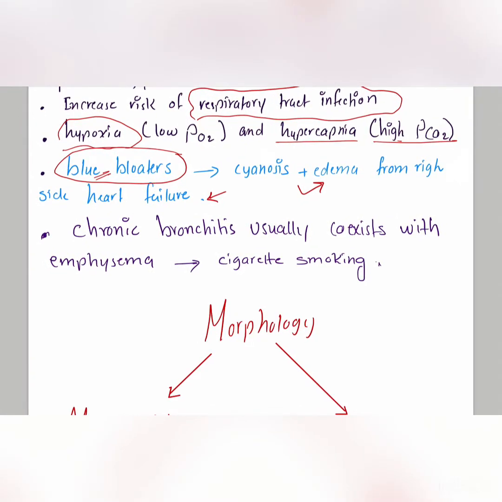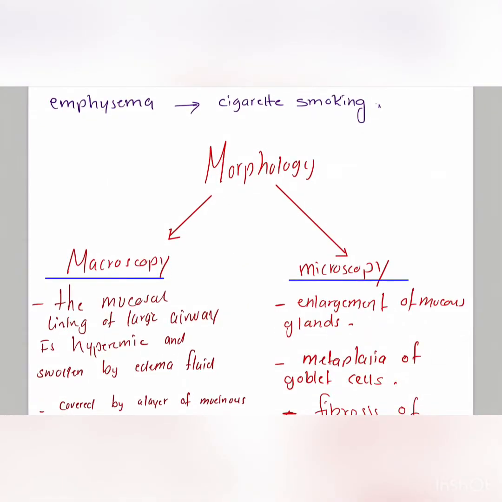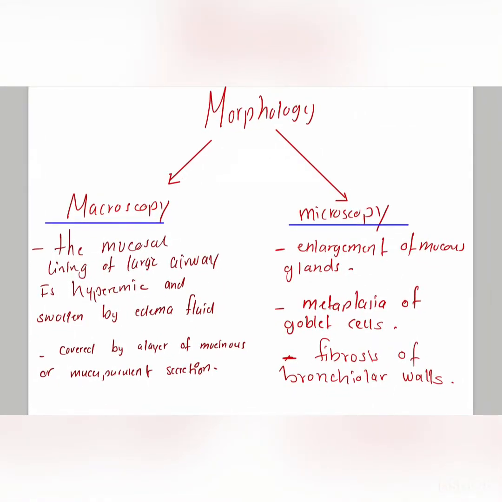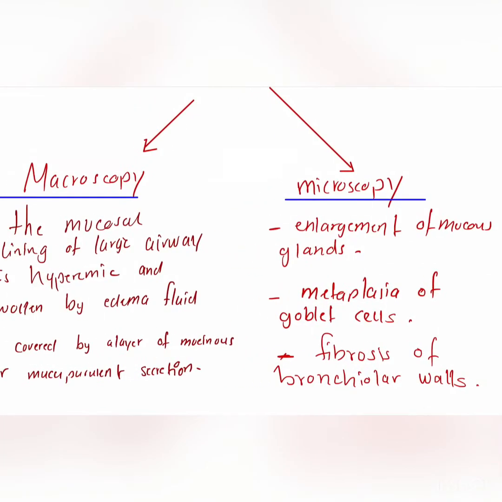Chronic bronchitis usually coexists with emphysema. As we said, chronic bronchitis and emphysema usually come together, because the risk factor is similar for both. Regarding the morphology of chronic bronchitis, what do we see? The mucosal lining of large airways is hyperemic and swollen by edema fluid, meaning the airway looks red and swollen by edema fluid resulting from inflammation. We also see mucus secretion. Microscopically there is enlargement of submucous gland, metaplasia of goblet cell and fibrosis of the bronchial wall.